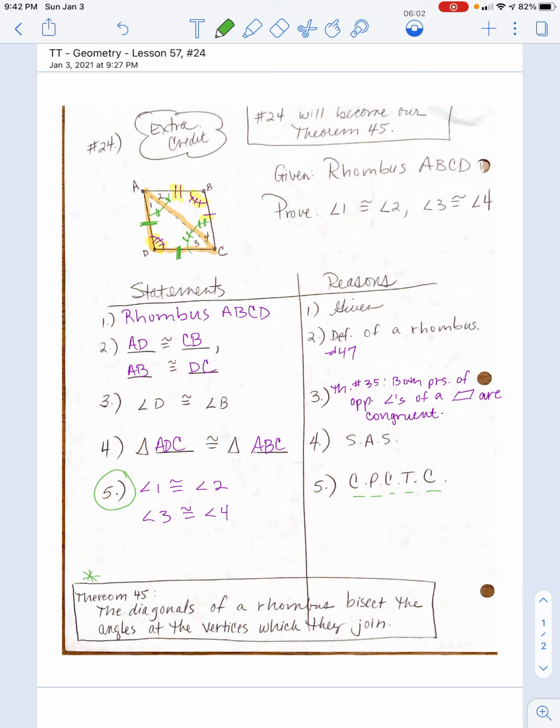And that leads us to Theorem 45, which we'll be using in future lessons now. What this has proven, and we can use this theorem, says the diagonals of a rhombus bisect the angles at the vertices which they join. So 1 and 2 are joined angles at angle A, and that diagonal is in fact bisecting that. So anytime you have a rhombus, what this means is those diagonals are bisecting, creating congruent angles. And that, my dear, is proof number 24 from lesson 57.